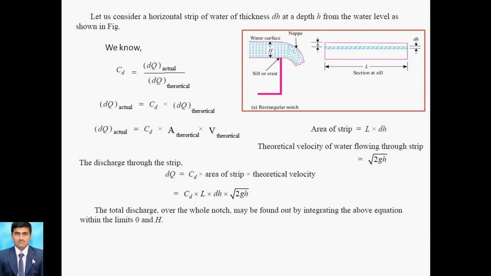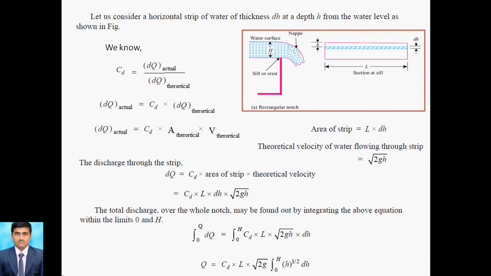Now we apply it for the whole area, that means for the whole notch. The total discharge we obtain by integrating the above equation. That means we integrate this equation to get the value of Q, with limits between 0 to H. So I write dQ, that is 0 to Q, and 0 to H, CD L dh root 2gh.